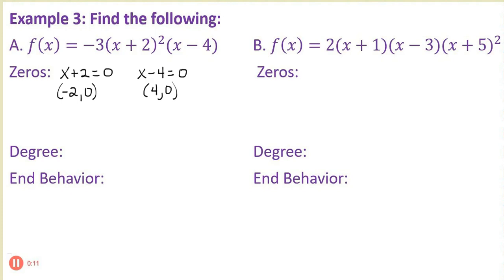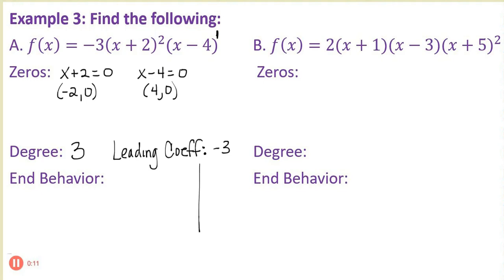The degree. When I add up my exponents, I have 2 plus 1, so that means it is a third degree. The leading coefficient, I'm going to go ahead and write that in because that is important for our end behavior. The leading coefficient is actually -3.